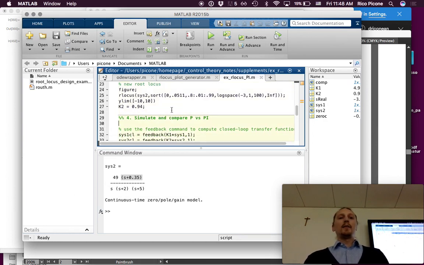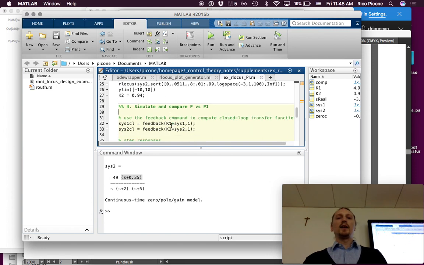So now all that remains is to simulate and compare the two controllers, the proportional controller versus the PI controller. So we expect that the proportional controller is going to have some steady state error, and that the PI controller is not going to have steady state error for a step response, right?